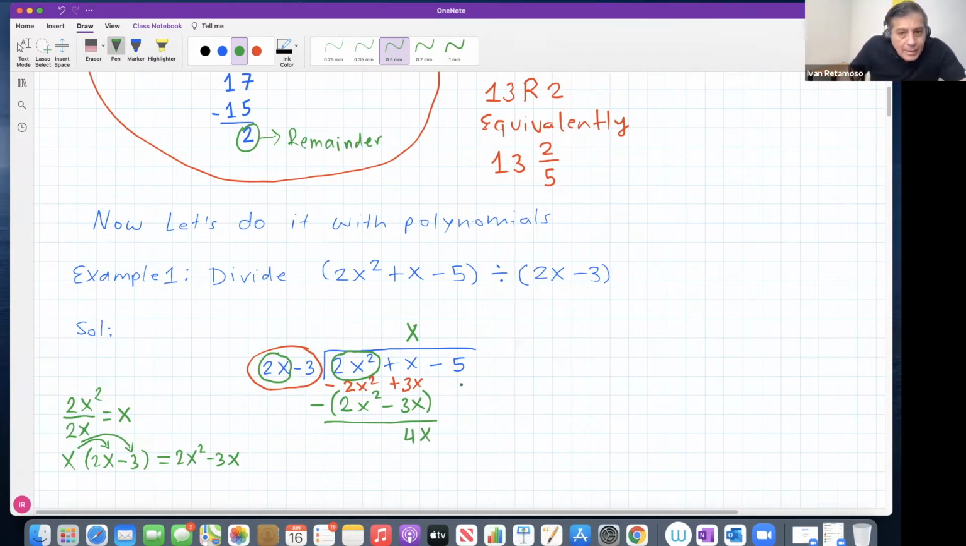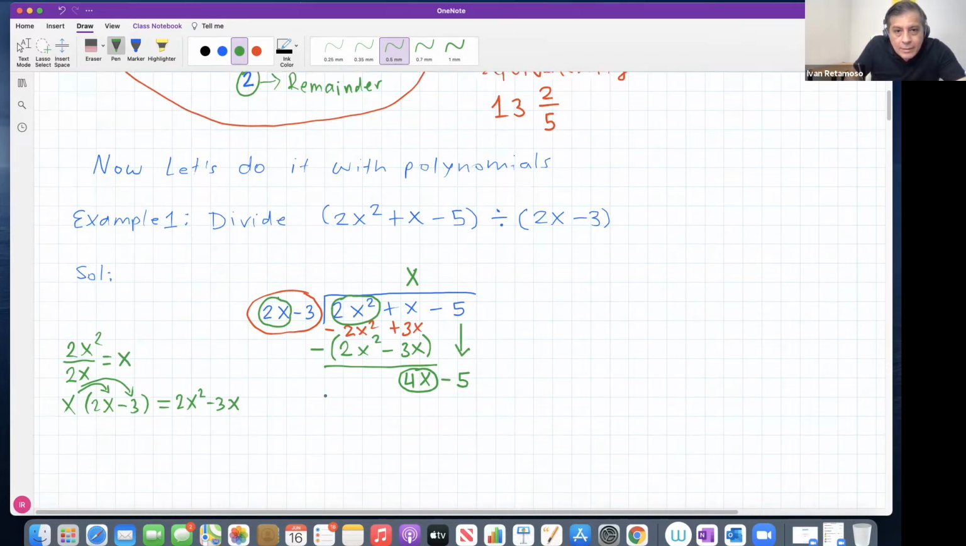Next, just like we did with numbers, remember we brought down the next digit. Here, bring down the next term, right? Which is going to be this constant term here. 5, right? This is a minus 5 coming down. And then repeat the process again. Take the first term of this guy. You're going to divide it by the first term of the divisor, right?